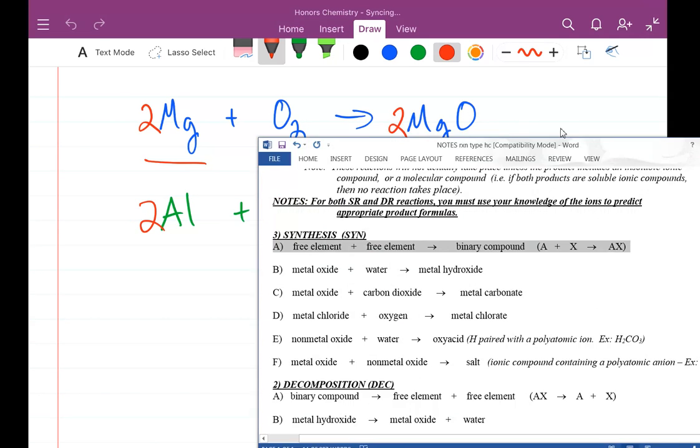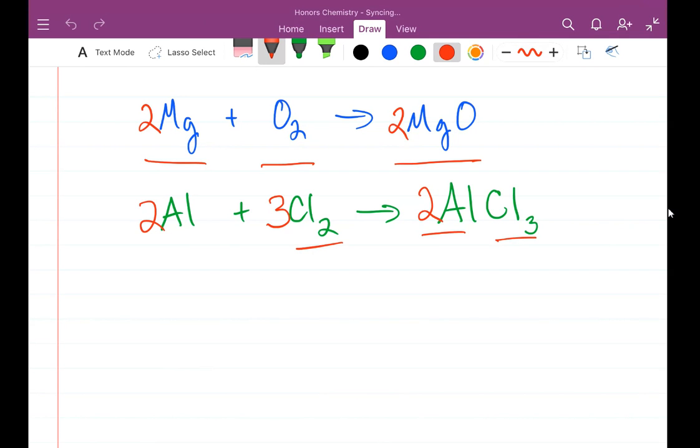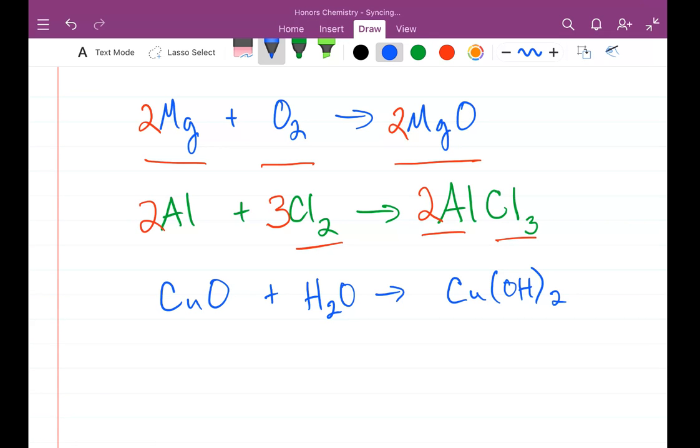So let's go to B on the sheet. It says metal oxide plus water yields metal hydroxide. So what's that going to look like? A metal oxide would simply be, for example, let's go with CuO, so that would be copper 2 oxide. If that reacts with water, that's going to give us a metal hydroxide. So in this case, copper 2 hydroxide, which means I'm going to have 2 hydroxides, right?